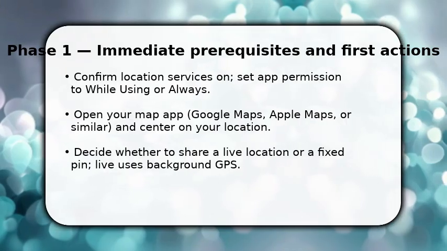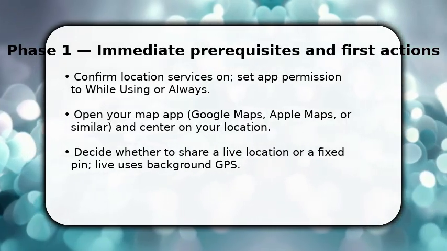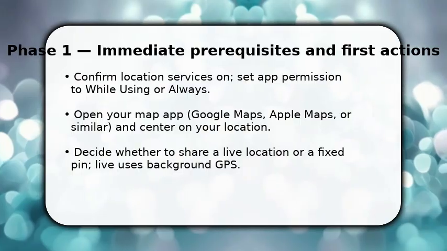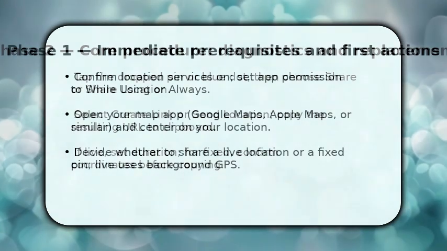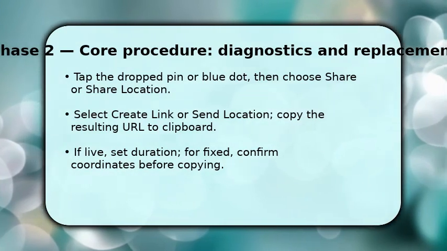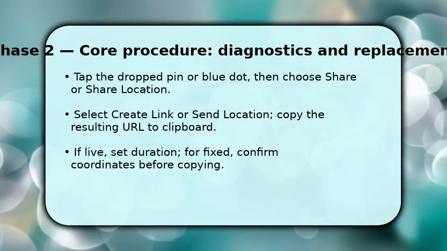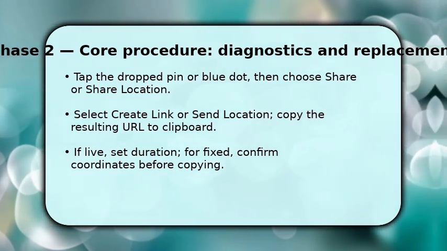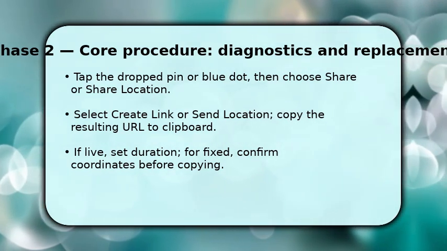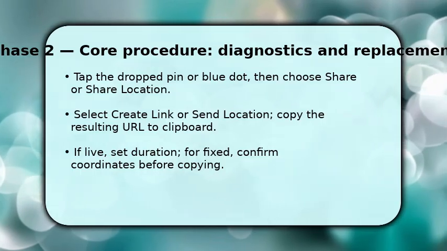Once done, tap and hold the map to drop a pin or open the Share menu to prepare the link you will convert into a QR code. Next, tap the pin or the blue dot and choose Share or Share Location in the menu. When prompted, pick Create Link or a Send Location option and then copy the generated URL to your clipboard.